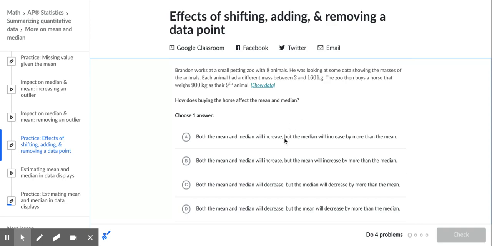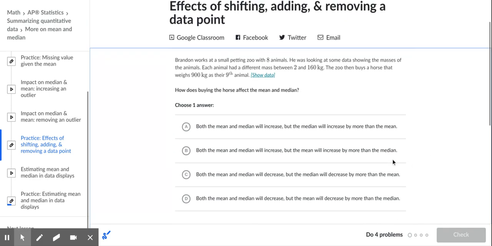So the options are: A, both mean and median will increase, but the median will increase by more than the mean. B, both the mean and the median will increase, but the mean will increase by more than the median. C, both mean and median will decrease, but the median will decrease by more than the mean. D, both mean and median will decrease, but the mean will decrease by more than the median. I think we can agree pretty quickly that it's not C or D. Clearly, 900 kilograms is more, so if the mean and the median are going to do anything, it's going to be increased. But which one is going to increase more?